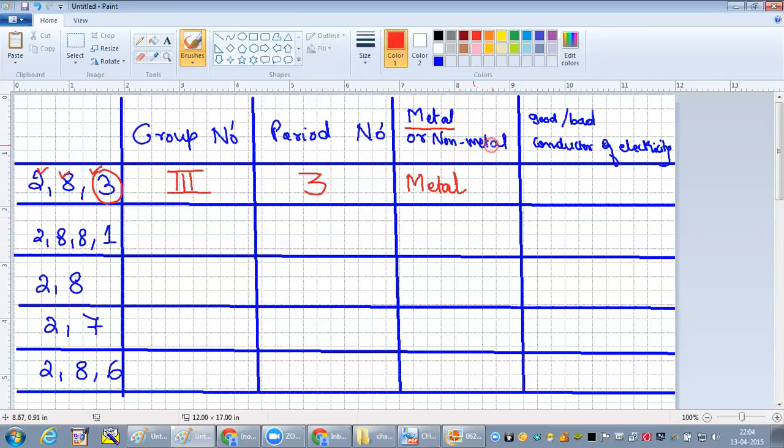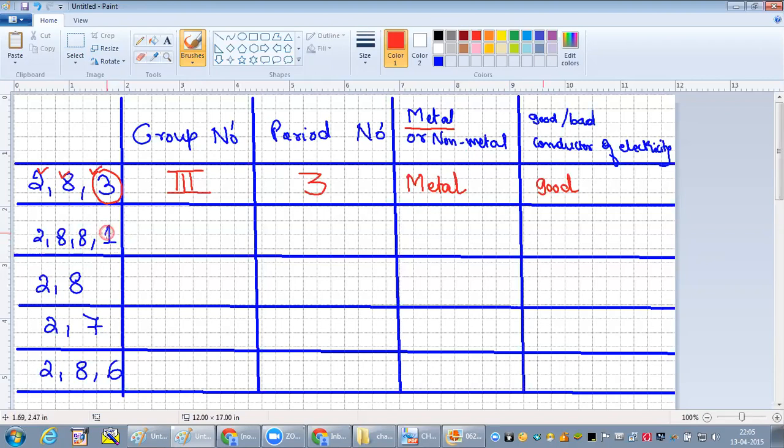It is because it has to give electrons, no? Yeah, if it is having 1, 2, or 3 electrons, it is always going to give electrons. So those are going to be metals. Metals will have free electrons. Okay, and since this is a metal, the last column is easy to answer. Of course, it is going to be a good conductor of electricity. We'll take the second element.